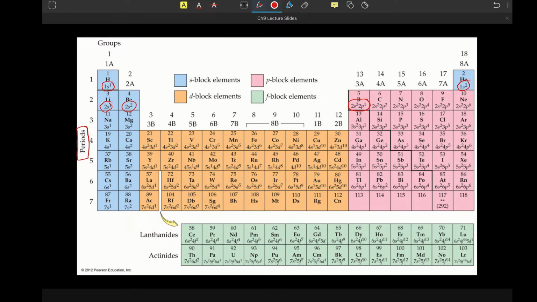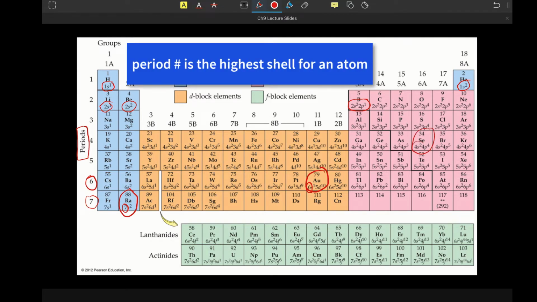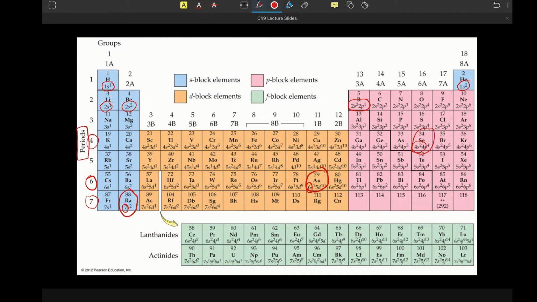So, for example, if we were to look at gold, its valence, or its outermost shell, is 6, and it happens to be in period 6. Or if we were to look at, say, radium, highest shell is 7, it's in period 7. If we were to look at selenium, oh, we've got some 4s here for our shell number, it's in period 4. So again, the period tells us what the outermost shell is for any particular element.